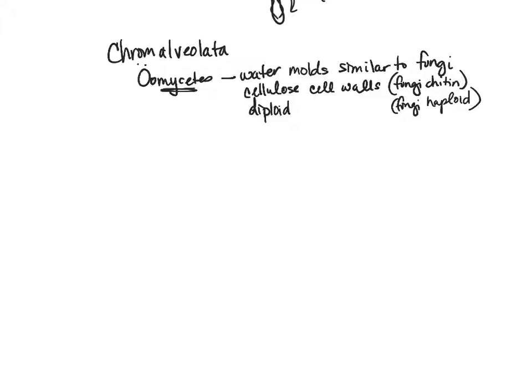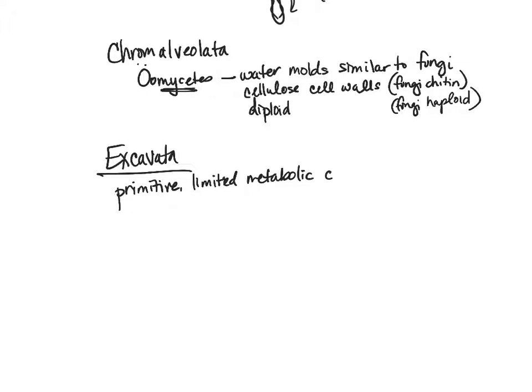The next group is excavata. She did speak about excavata a bit. I think she didn't really elaborate on them: these are primitive eukaryotes, so they have very limited metabolic capabilities or abilities. But they're complex in shape and in structure.